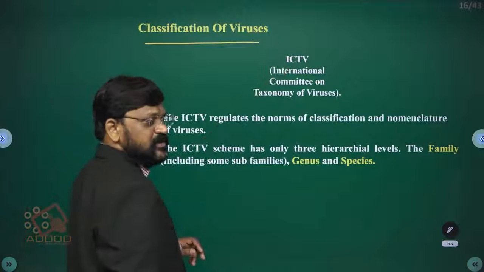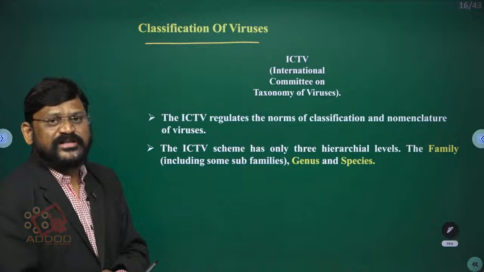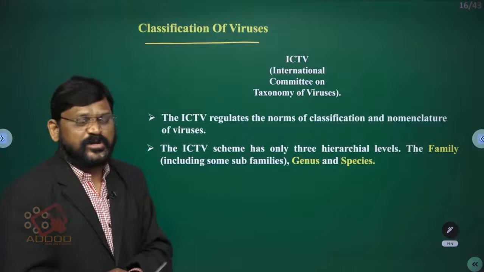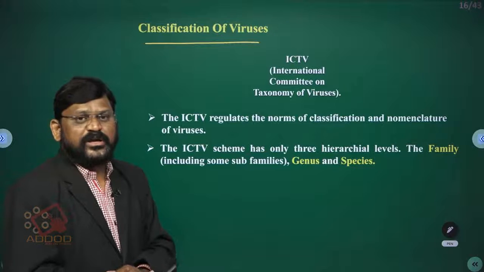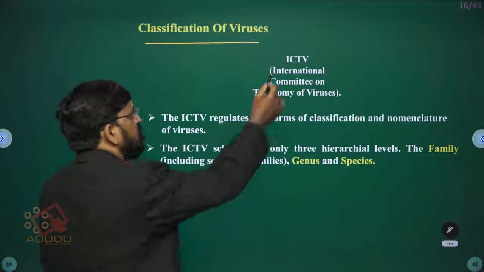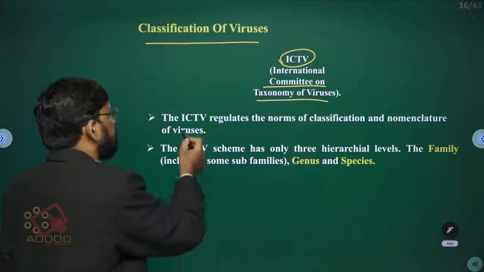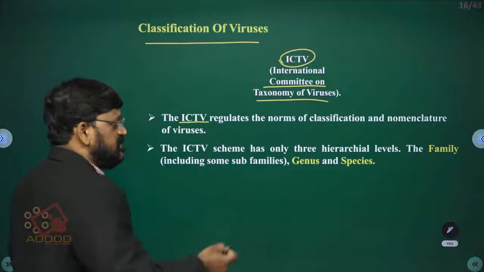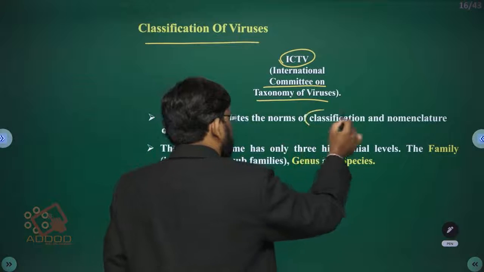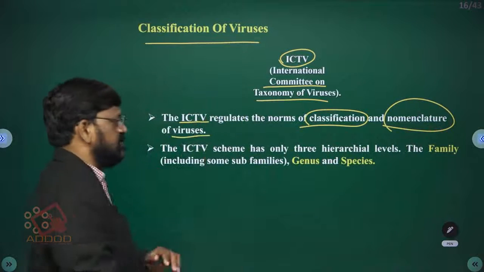Next, classification of virus. Actually, classification is generally done according to ICBN, International Code of Binomial Nomenclature. But this classification was done by ICTV, the International Committee on Taxonomy of Viruses. According to this ICTV, they are the ones concerned with giving nomenclature and classification of virus.